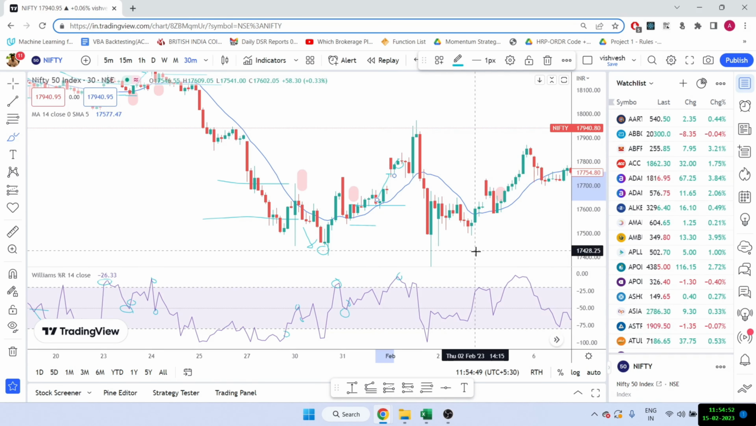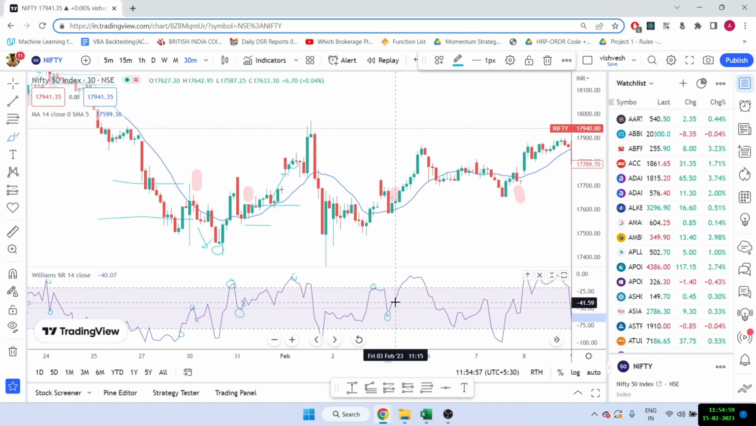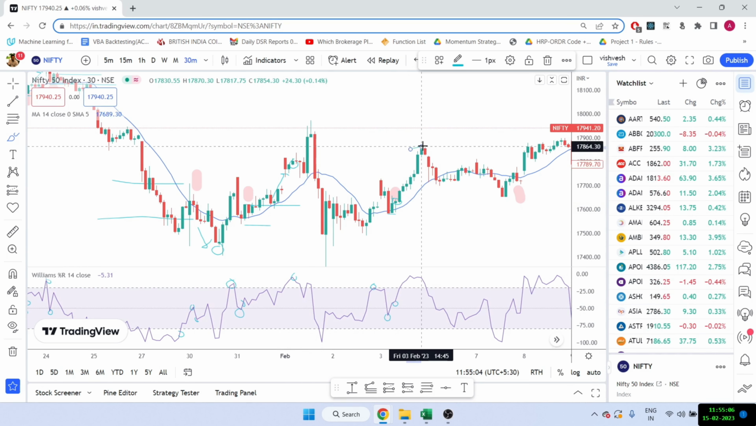We've got another trade here. Williams percentage R was above -20, came below -50 and went above -50 again. We'll take a buying entry on this candle with this as the stop loss, and again we got a profit, almost 1:3 trade.